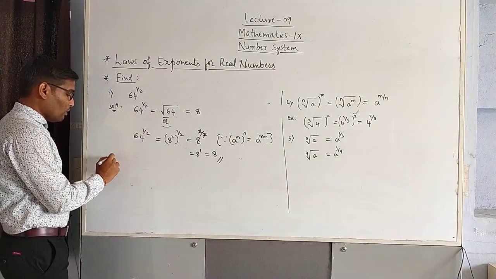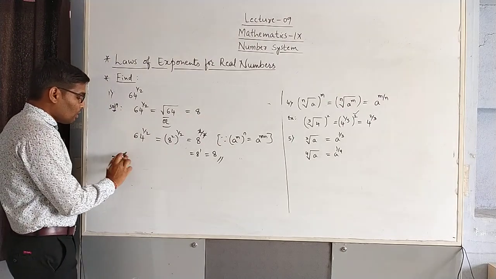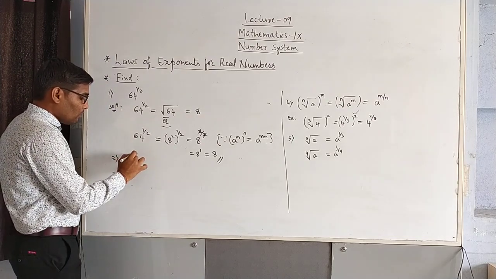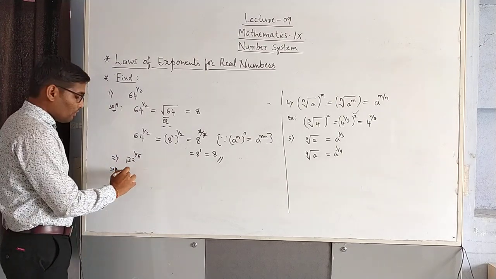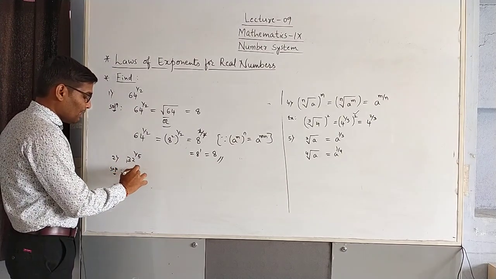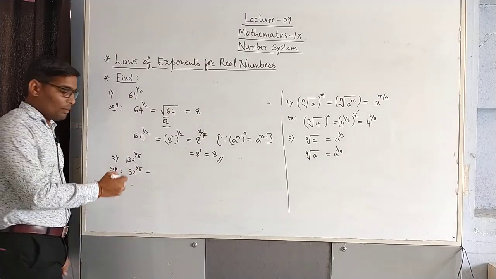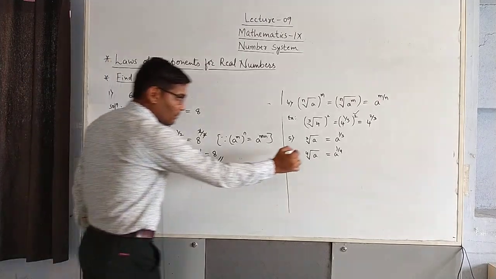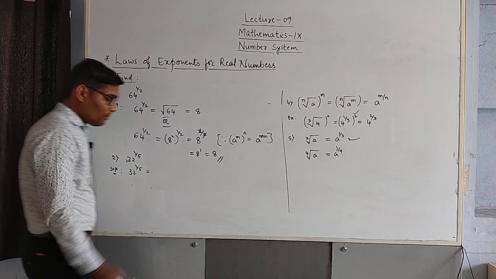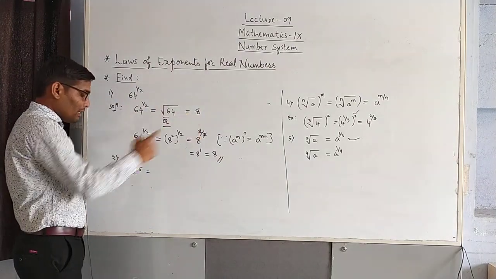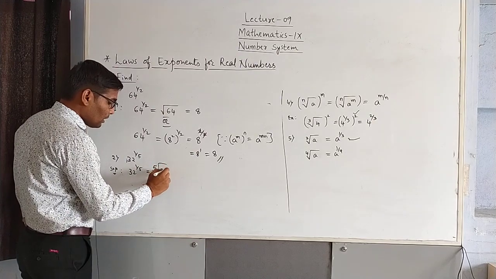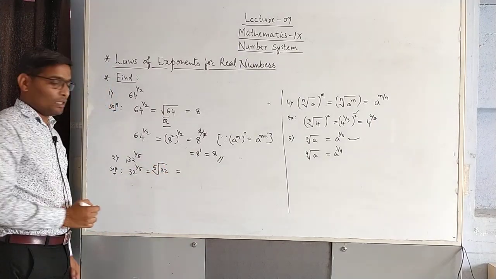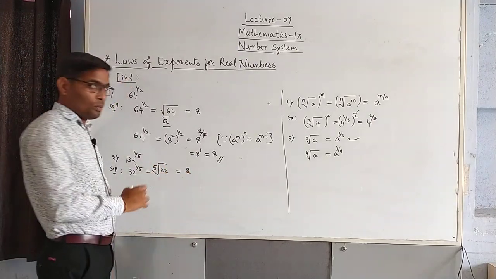Then moving to the second one, 32 to the power 1 by 5. Let's solve this one. So in the solution first write the given number as it is, and now it can be written by using this note. There the cube root is there, here it is given fifth root, then it can be written as fifth root of 32. The fifth root of 32 is 2, the answer.